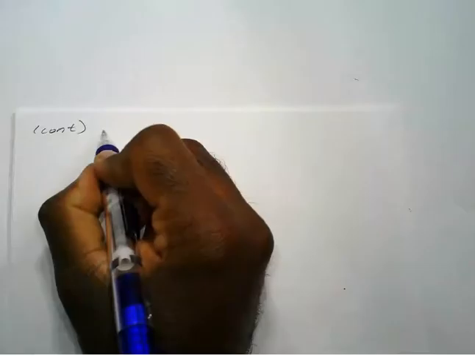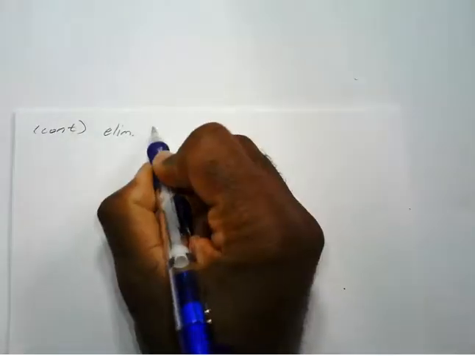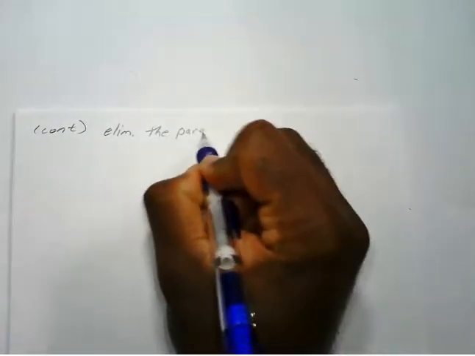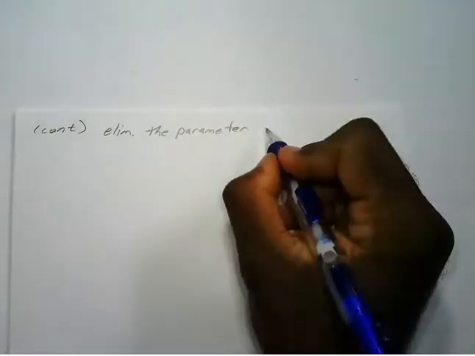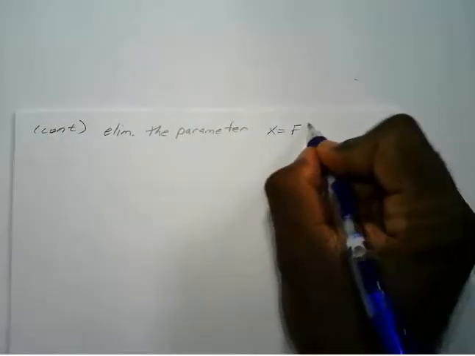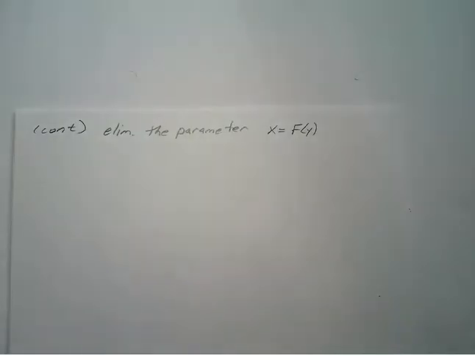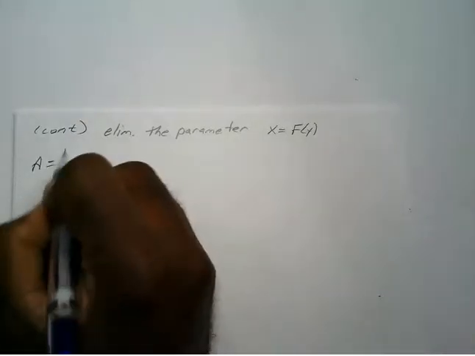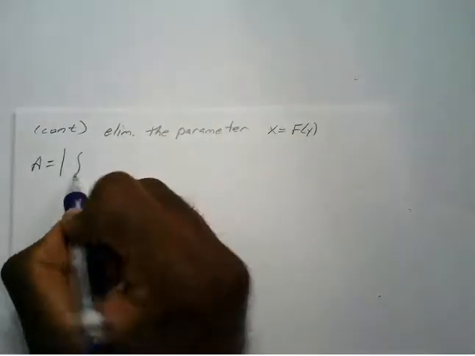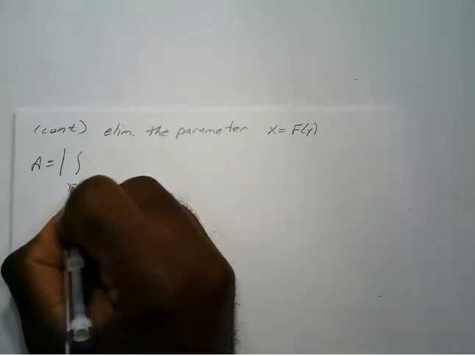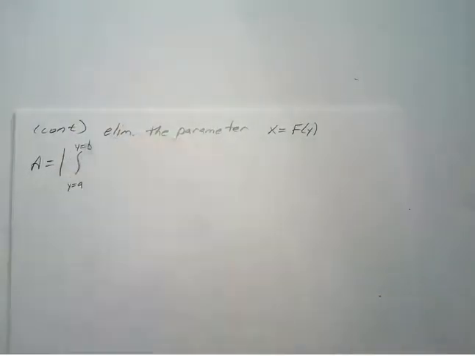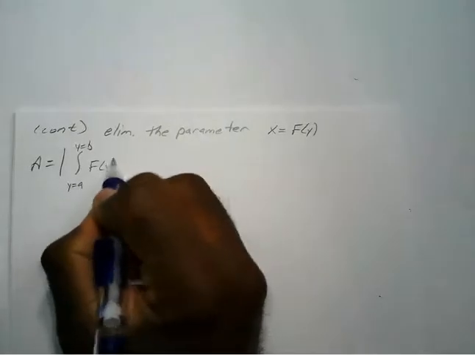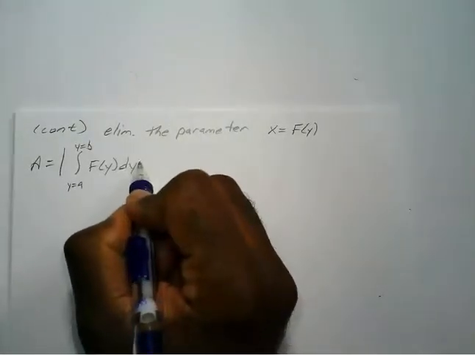So what if we now eliminate the parameter where we're left with x, which is now some function of y? The reason this formula is pretty much the same is because you go from some y equals a to y equals b of f of y with respect to y.